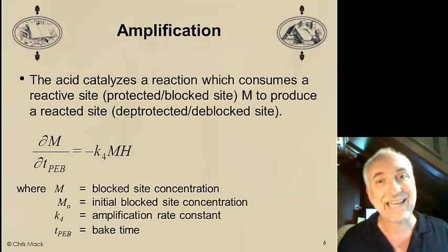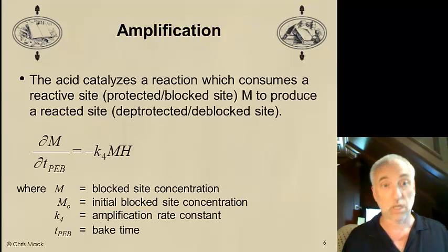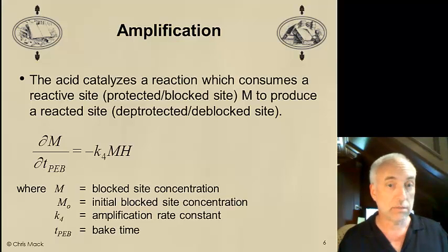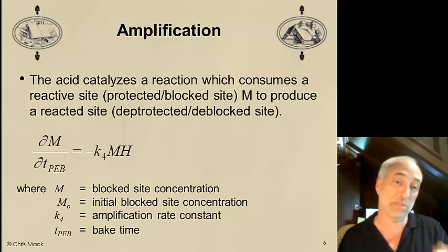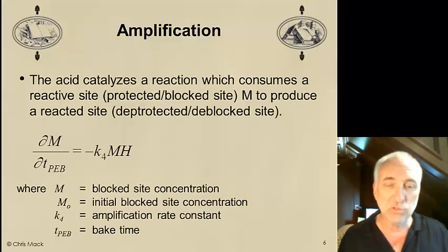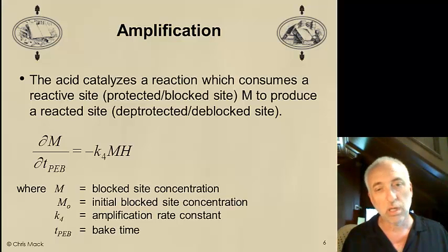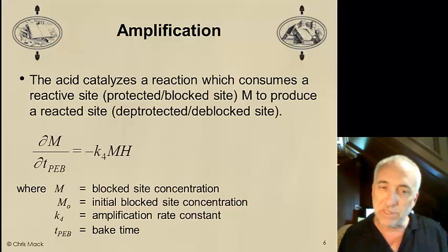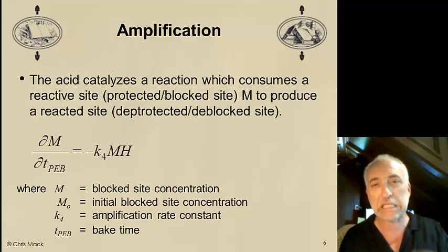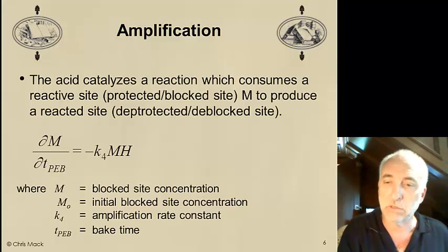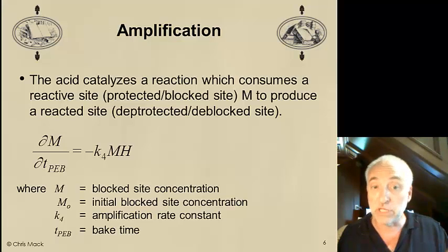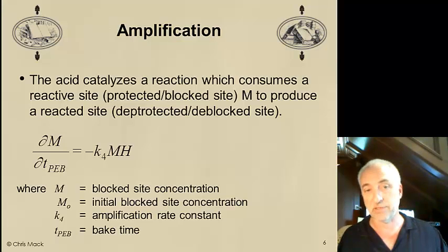So let's look at the kinetics of amplification. I'll let M represent the blocked site concentration. Now you might notice I'm using the same letter M as I used for the DNQ concentration before. Why is that? Well, M is going to be the inhibitor concentration, the thing that stops development. So before I called the inhibitor the DNQ, and we exposed it directly. But now the inhibitor concentration for the chemically amplified resist is the concentration of the block sites, or the protected sites on the polymer.